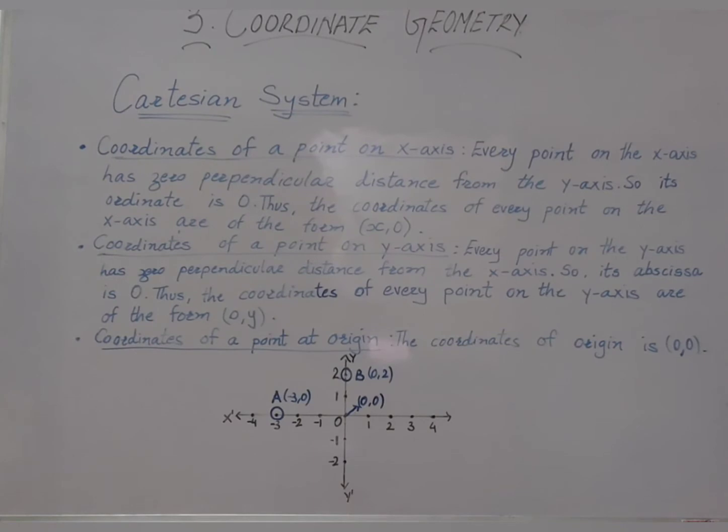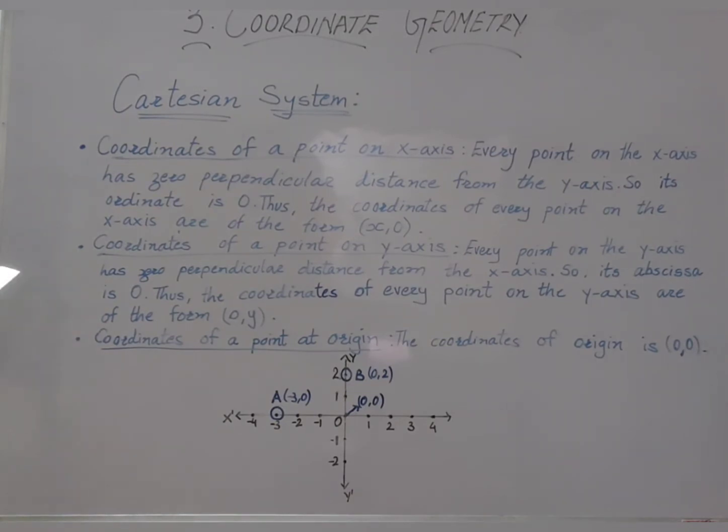So we write point A, because on x-axis it is -3, as (-3, 0), where the value of x coordinate is -3 and the value of y coordinate is 0. That is, the ordinate is always 0 when the given point lies on x-axis.